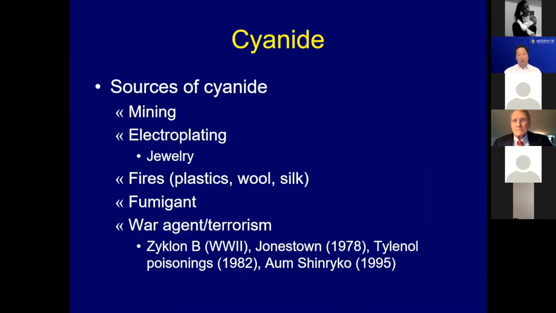So cyanide is found in mining, electroplating, fires. It's also found in history. So does anyone know what Zyklon B is? You're a history buff. Zyklon B was a pesticide in the 1930s, and basically the Nazis used it to kill their concentration camp prisoners. You add water to it, it forms hydrogen cyanide gas.